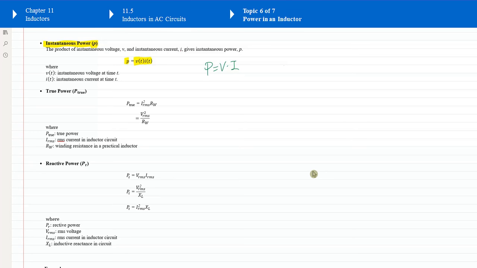The instantaneous voltage is the voltage at any moment across this inductor. And the instantaneous current is the current at any moment that passes through this inductor. The product of these two quantities is the instantaneous power. Next is the true power, P true. So what is the true power? Because the inductor has winding resistance, which is the resistance due to the material that this inductor is made of, the power dissipated on this resistance is called the true power.